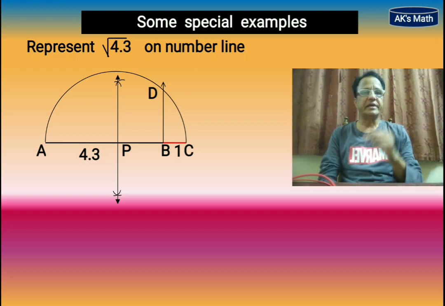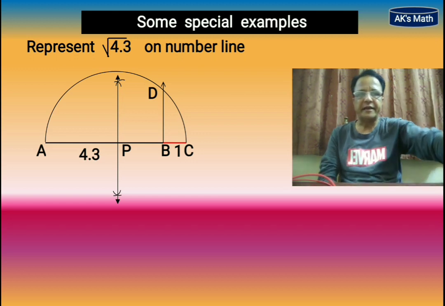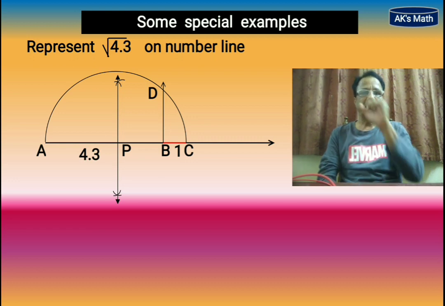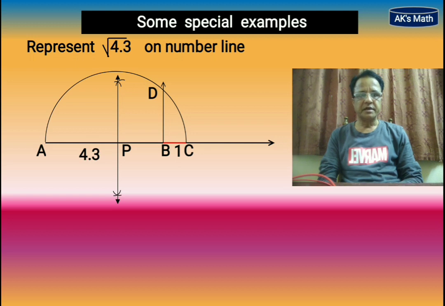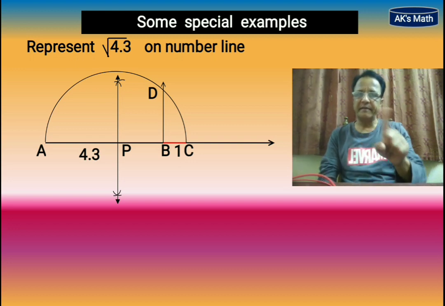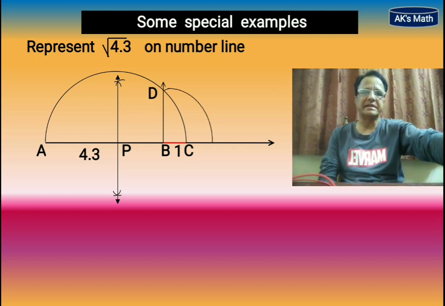Now extend the ray, the line, in the direction of C. It will be like this. And then put your rounder on point B. Take the distance up to D. What I am saying? Put your rounder at point B, take the distance up to point D and make an arc like this. And that arc will be like this.